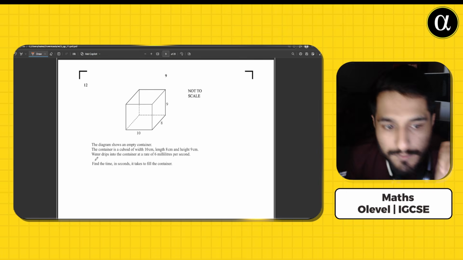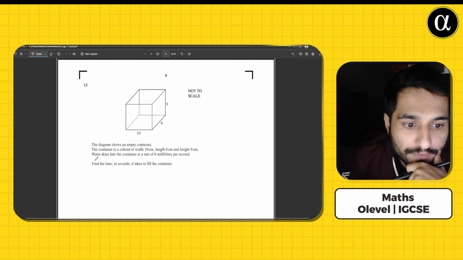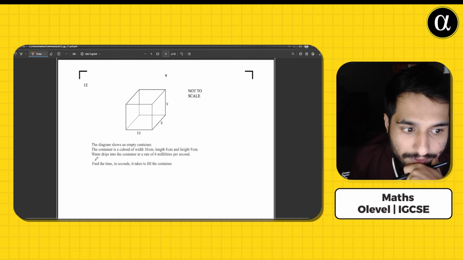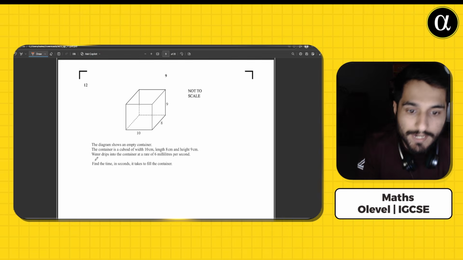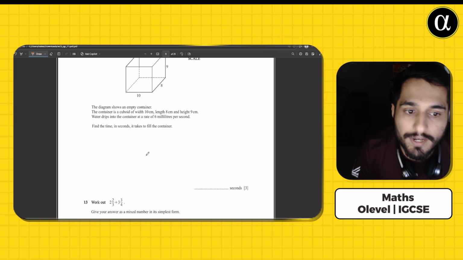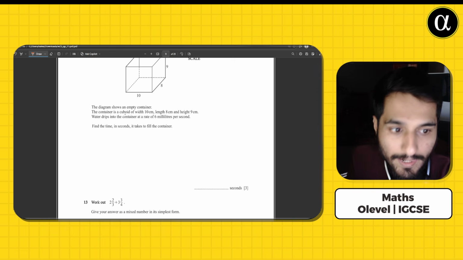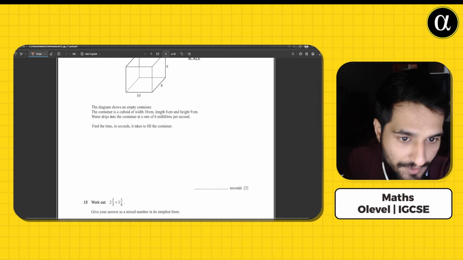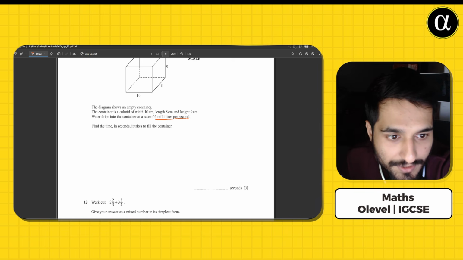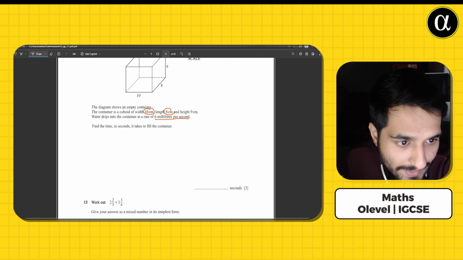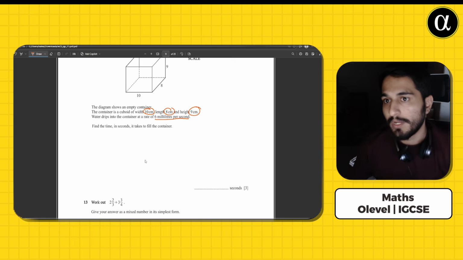It says the diagram shows an empty container. The container is a cuboid of width 10 centimeters, length 8 centimeters, and height 9 centimeters. Water drips into the container at the rate of 6 milliliters per second. Find the time in seconds it takes to fill the container. Now, what is given? We know the rate, 6 milliliters per second, and we know the dimensions with which we can find volume.